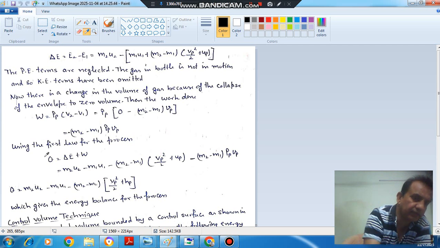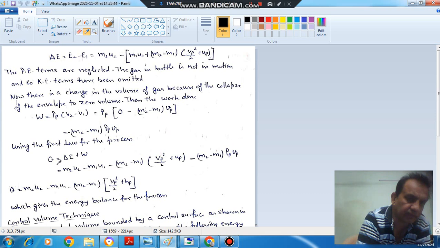Now the heat that is applied to the system is Q, so that can be found from Q equals delta E plus W. This will be the expression for solving this. We will get Q from this, which gives the energy balance for the system. Now this is by the system technique.